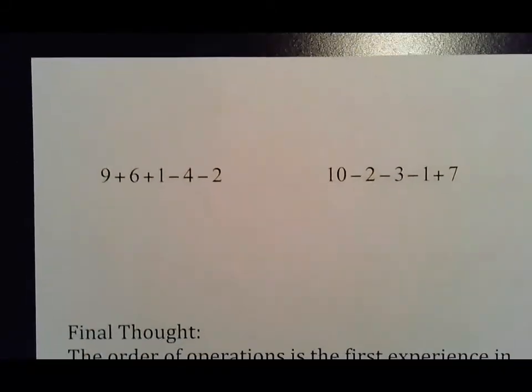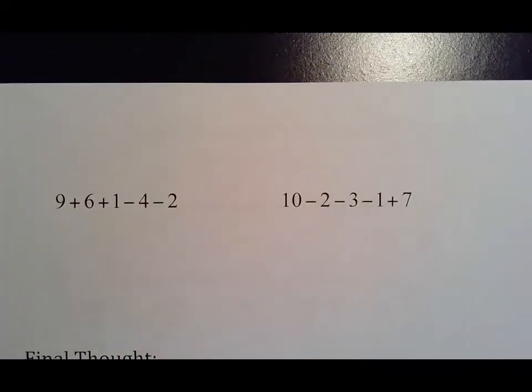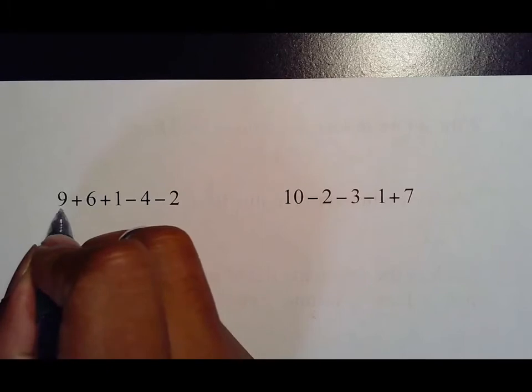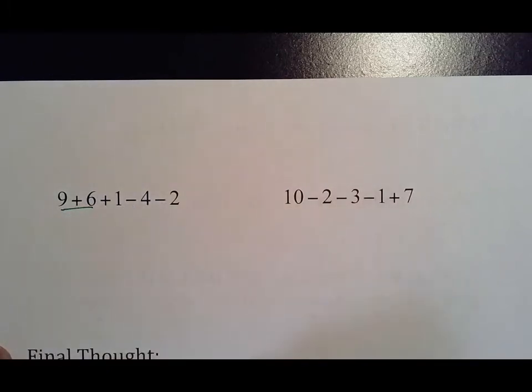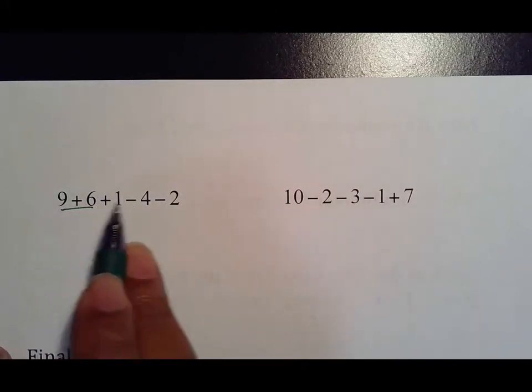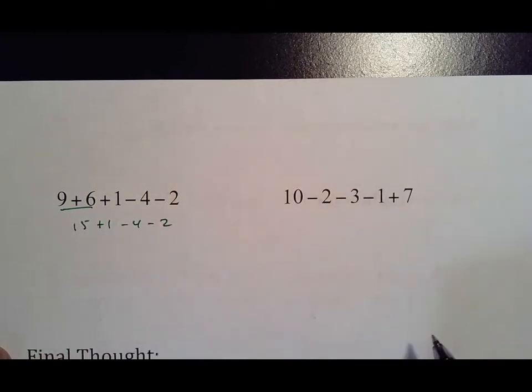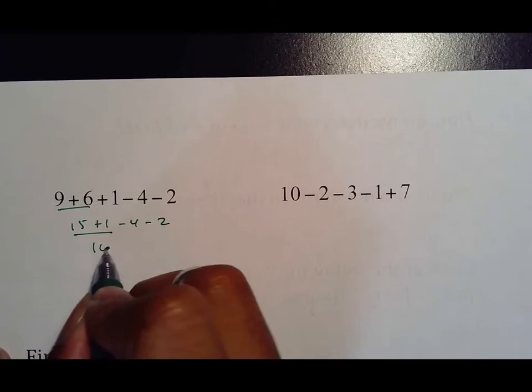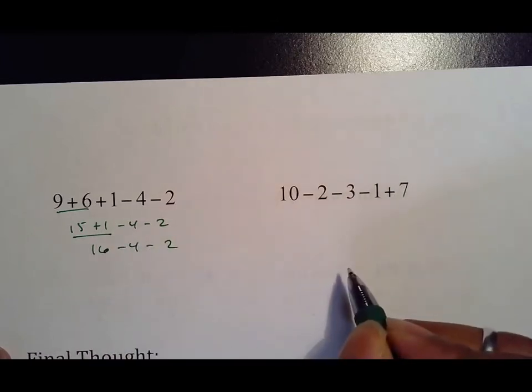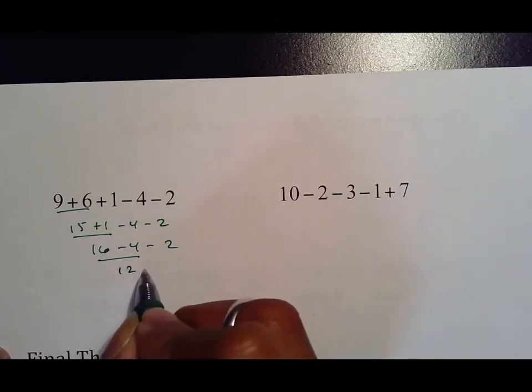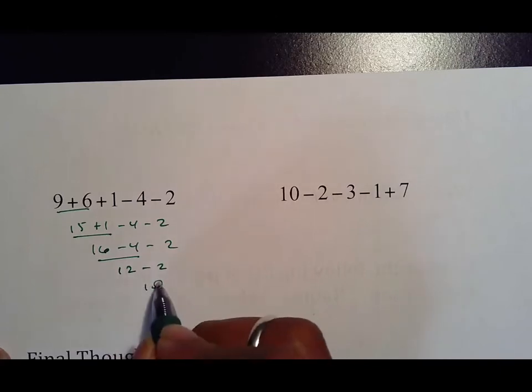Alright? Same thing here, 9 plus 6 minus 1 minus 4 minus 2, doesn't matter. These are all addition and subtraction. They are all related. They are all the same level. This becomes 15 plus 1 minus 4 minus 2. First student in line becomes 16 minus 4 minus 2. First student in line becomes 12 minus 2, which is 10.